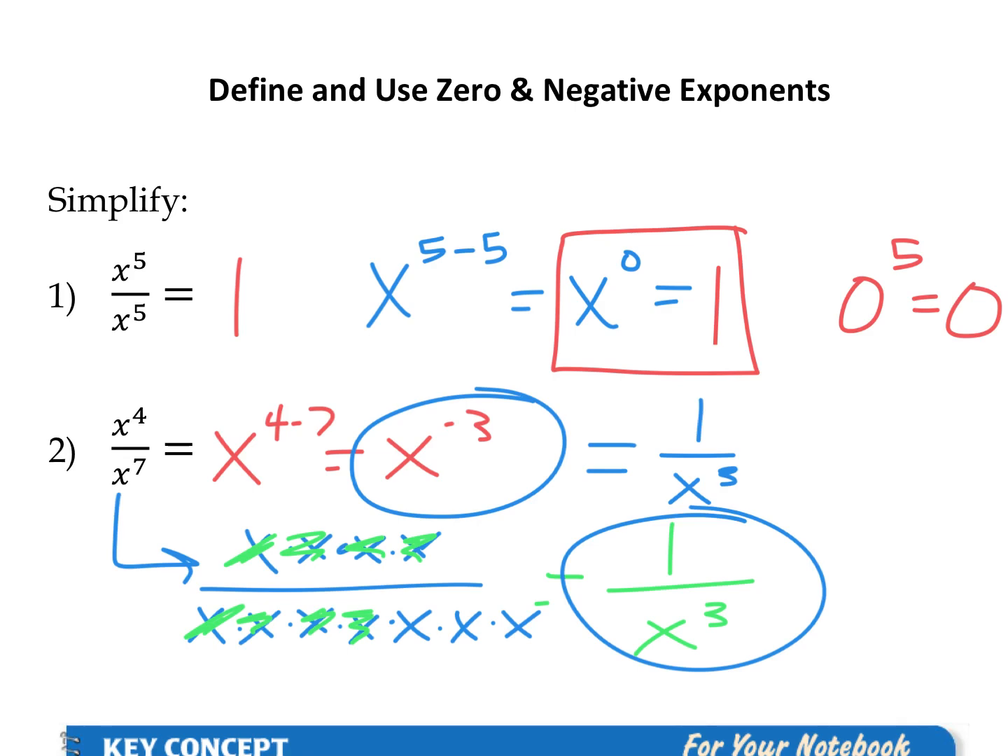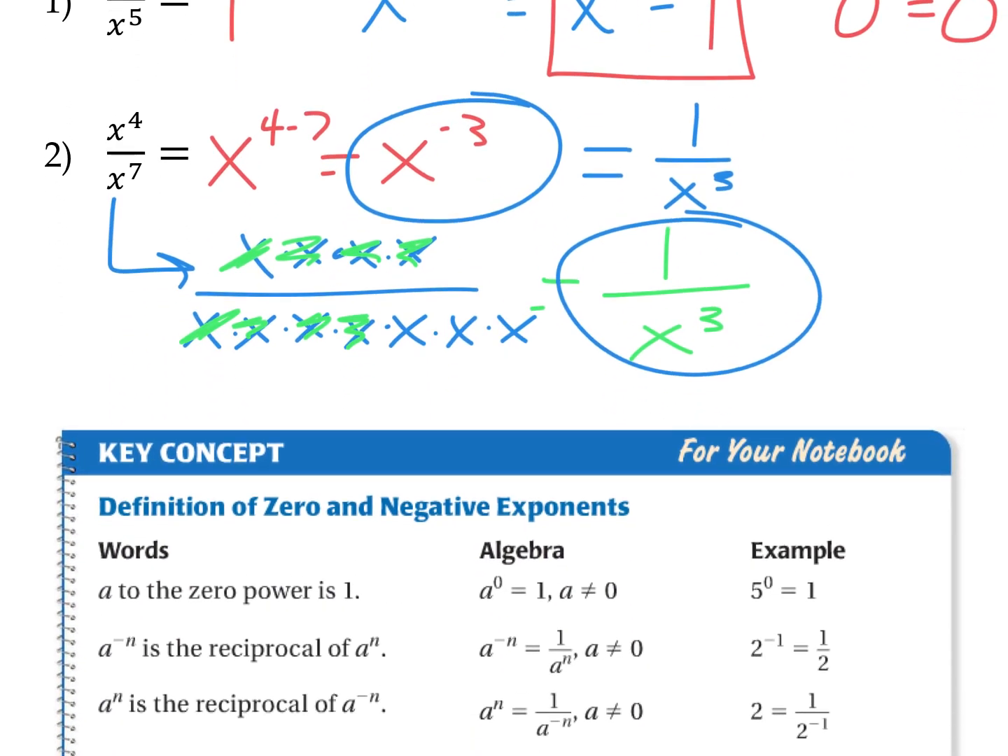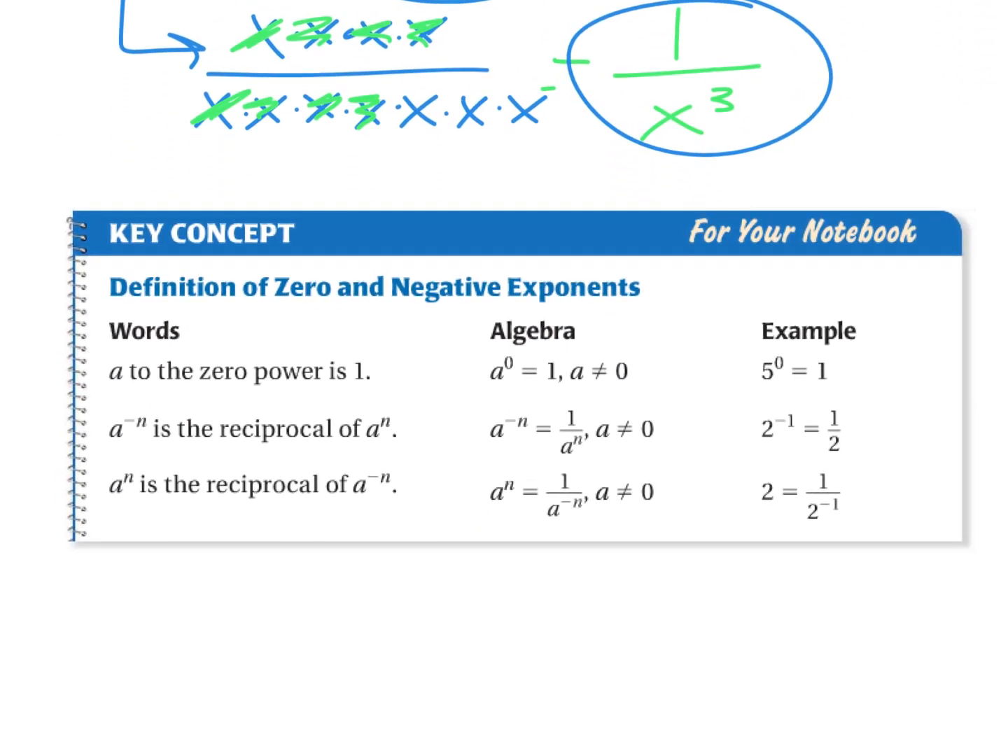So we're going to see those examples, but remember, anything to a 0 power is equal to 1, 0 to any power is equal to 0, and when you have a negative exponent, it means we write it as its reciprocal with a positive exponent. That's these properties we see here.